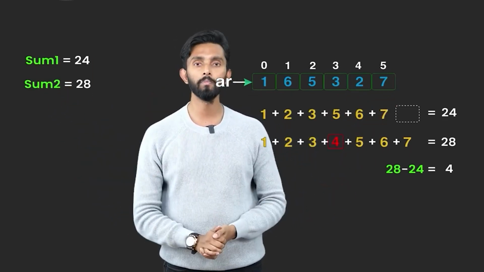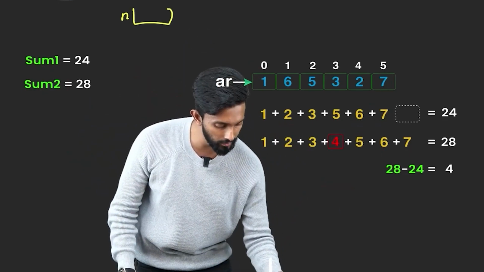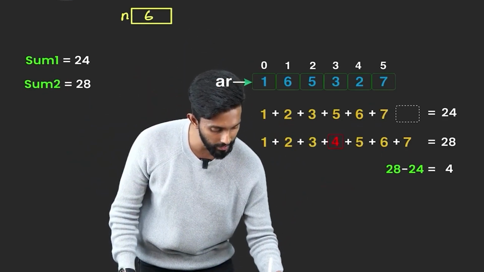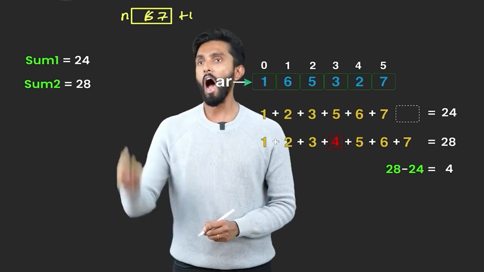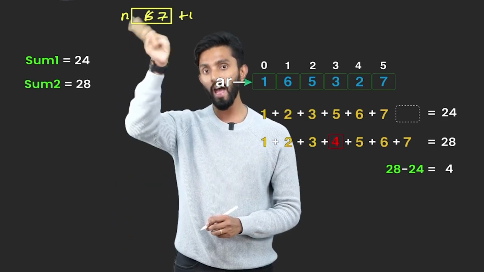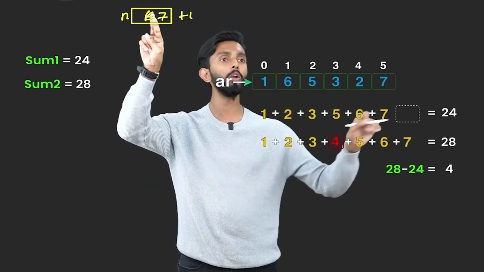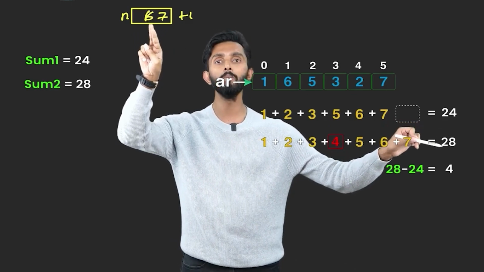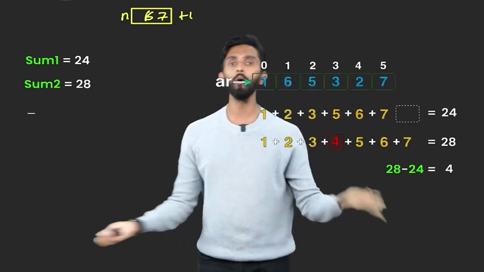sum1. Understood? Step number 2, all I need to do is take this n value. If n is 6, add 1 to it, make it 7. After making it 7, by adding 1 to it, apply the sum of n natural numbers formula and calculate this value. That is sum 2. Subtract both, find the missing number, print it. Over.